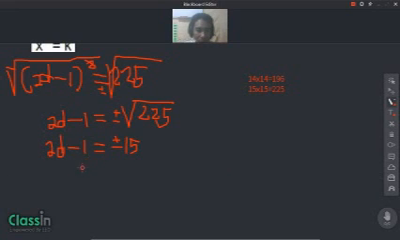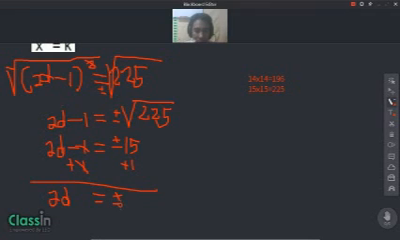So we apply here the addition property of equality. We will add the opposite, the additive inverse of negative 1, which is positive 1. We'll add also here positive 1. Then it becomes 2d, the 1 cancelled out, equals positive or negative 15 plus 1.